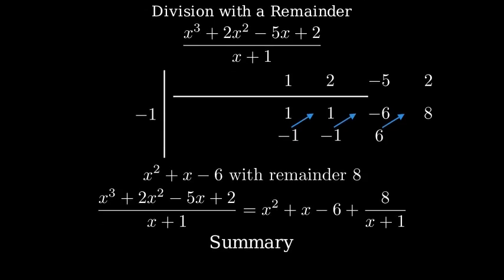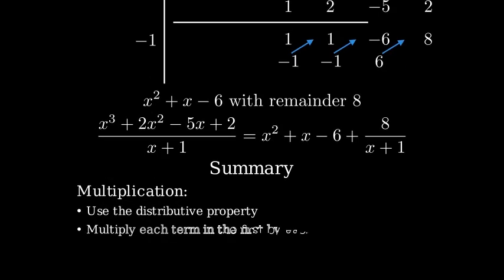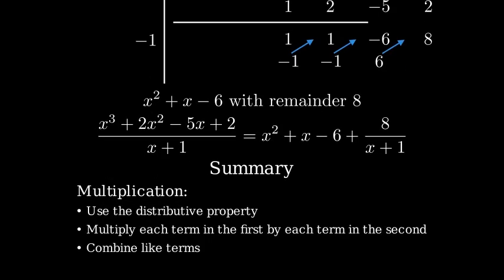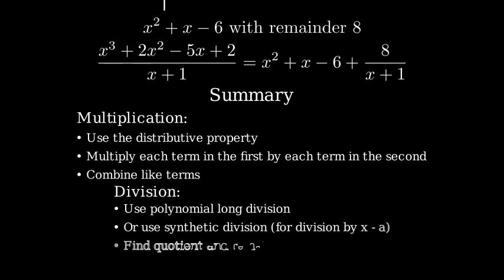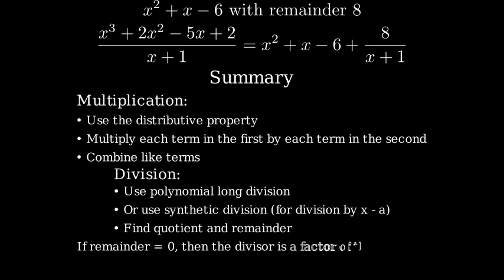Let's summarize what we've learned. For multiplication, we use the distributive property to multiply each term in the first polynomial by each term in the second polynomial, then combine like terms. For division, we can use polynomial long division or synthetic division to find the quotient and remainder. Remember, when dividing, if the remainder is 0, the divisor is a factor of the dividend. If there is a remainder, we express it as a fraction over the divisor.